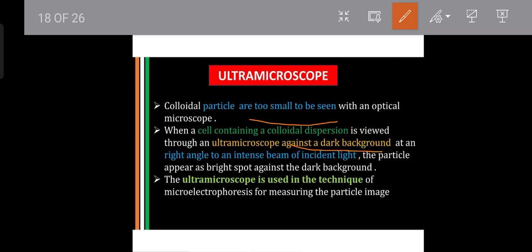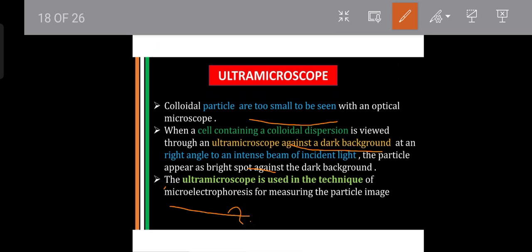So by the help of the ultra microscope against a dark background at a right angle, we can see the colloidal particle. With any normal compound microscope, it is very hard to visualize any colloidal particle, as the size is very, very small. Also it is written that the ultra microscope is used in the technique of microelectrophoresis. What do you mean by microelectrophoresis?